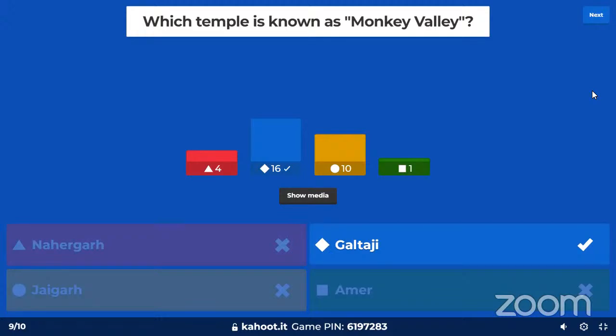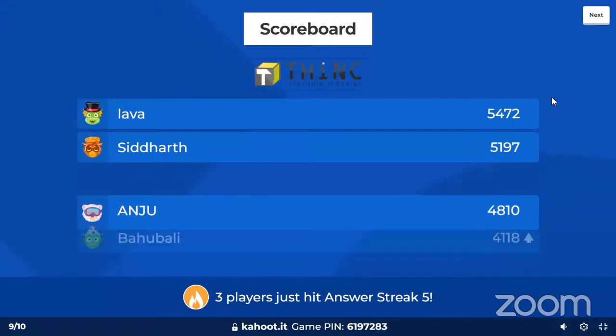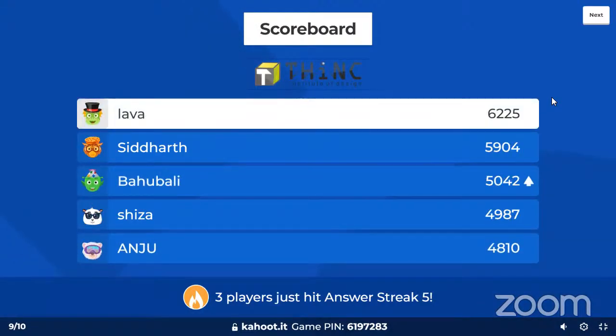Okay, time's up. The correct answer was Galtaji. So 16 MNU has answered it correctly. So good going. And that was the ninth question. So let's see the scoreboard. And is there a change? No, there is no change. Slight change in the third position.